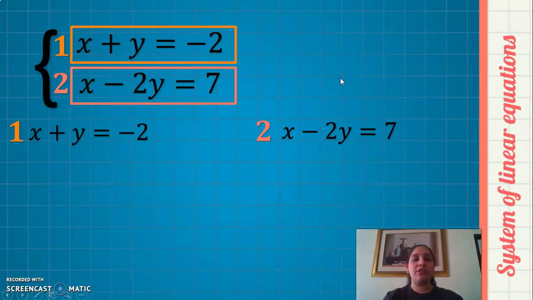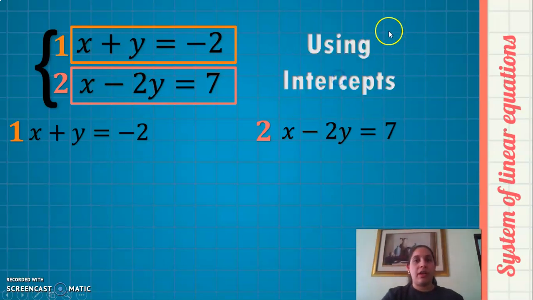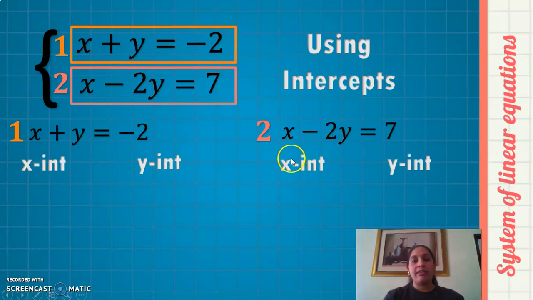I'm going to solve this one using intercepts. When I solve it using intercepts, I need to find my x-intercept and my y-intercept, and I also need to do it with the other equation, x-intercept and y-intercept. Now that I have defined these, I'm going to start by solving for my x-intercept. Remember that when you work with your x-intercept, y equals 0. So I'm going to place my y as a 0.